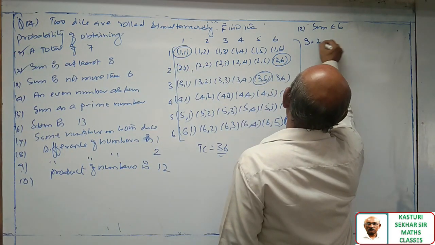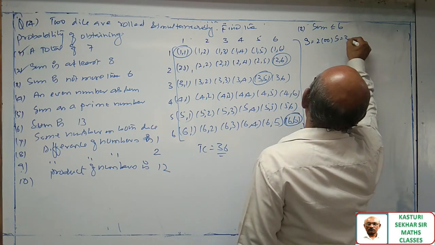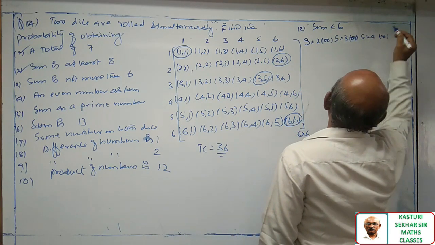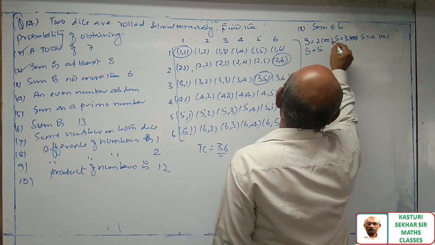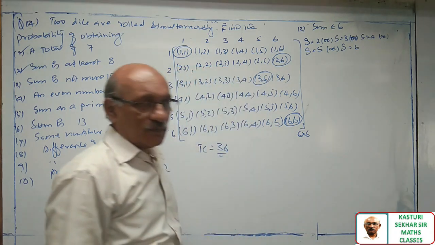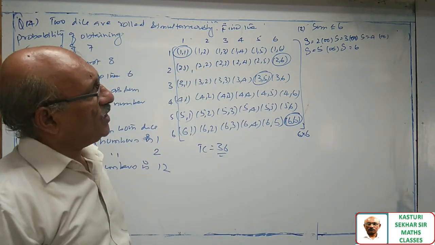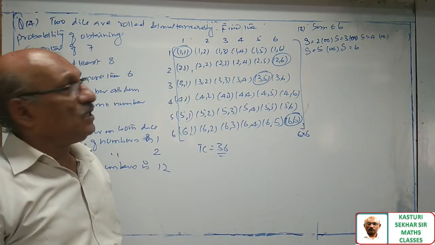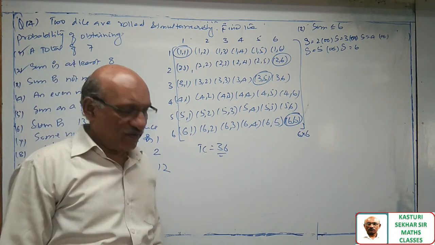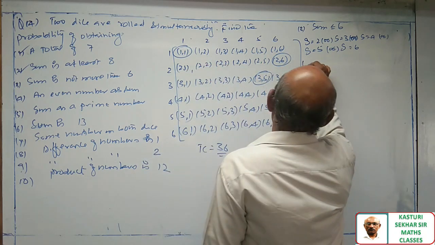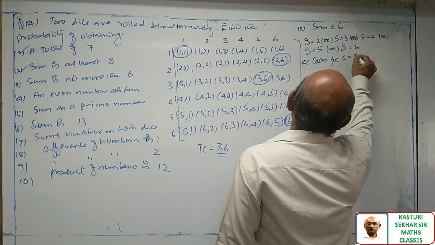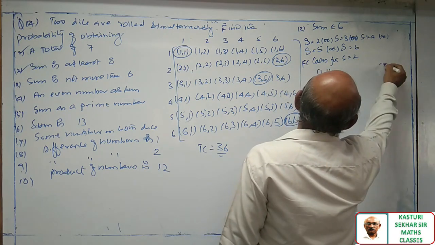It means sum is equal to 2, or sum is equal to 3, or sum is equal to 4, or sum is equal to 5, or sum is equal to 6. 1, 2, 3, 4, 5. These are the 5 cases we have. For each case, we have to calculate favorable cases. Favorable cases for sum is equal to 2, there is only one case. 1 is the answer.